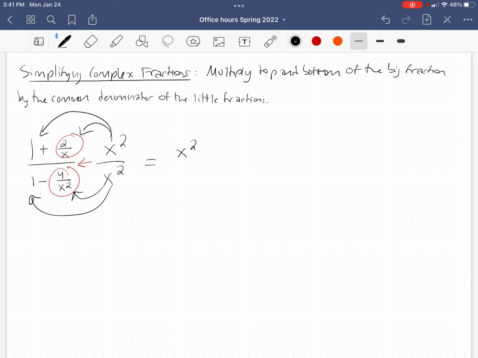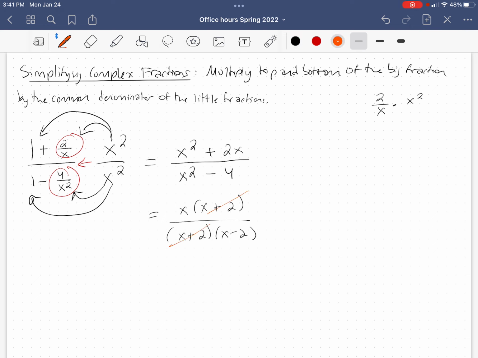1 times x squared plus, now when I multiply 2 over x times x squared, okay, well, one of those x's cancel and leaves just 2x. And voila, no little fractions left. Same thing on the bottom, distribute my x squared. 4 over x squared times x squared, the x squareds cancel, leaving just a minus 4. All right, then it's just once again a simplified problem. So I factor and cancel and have my result.